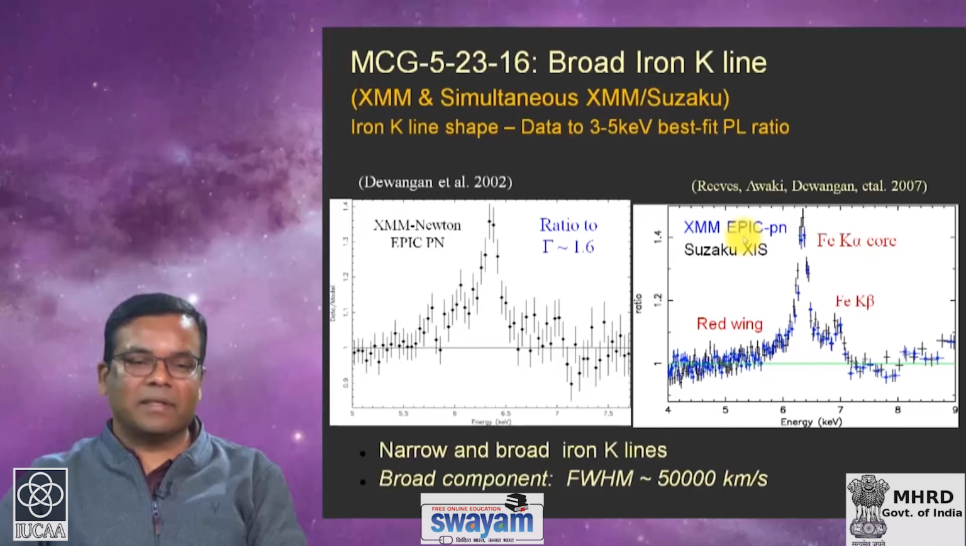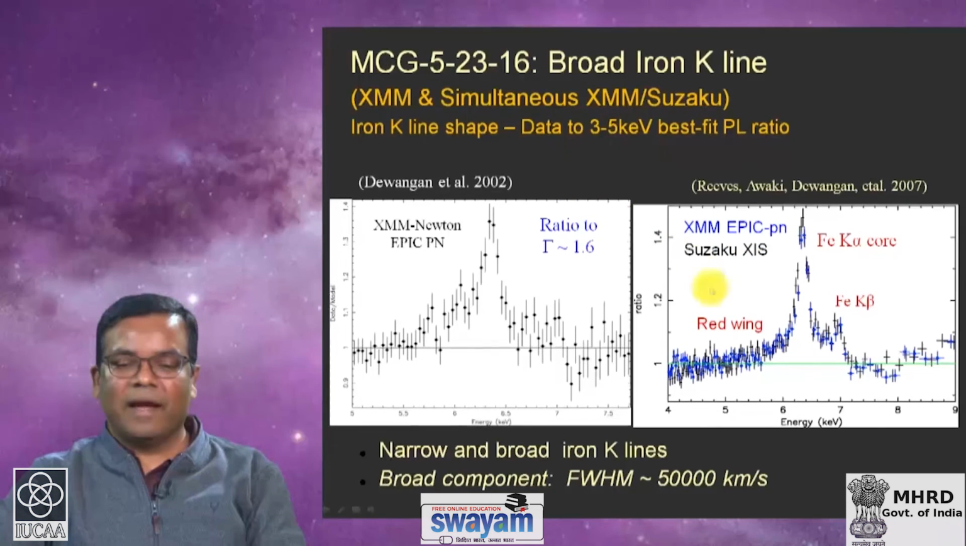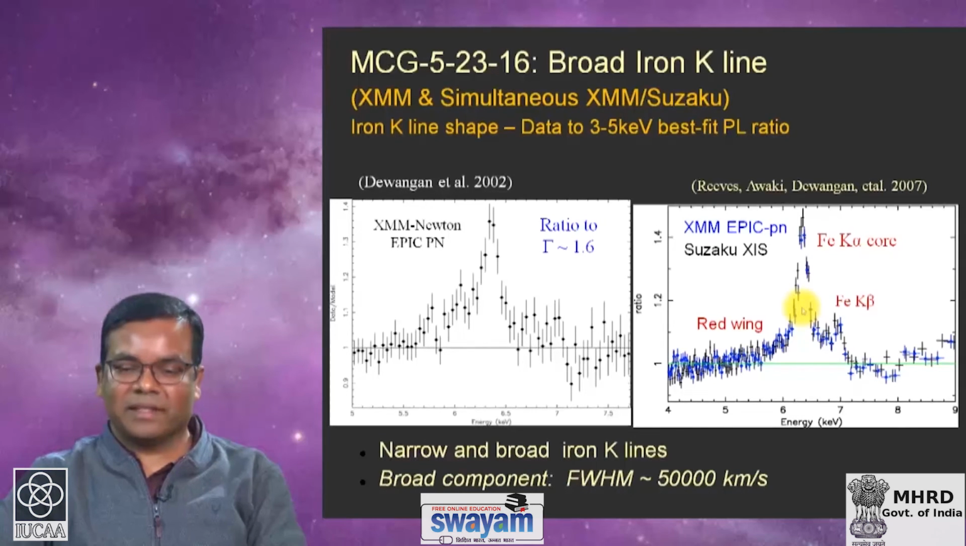Here is one example, another Seyfert galaxy, MCG 5-23-16, and these are the line profiles observed from this source, and in this case the spin of the black hole is consistent with 0. That means the black hole is not really rotating in this particular case.